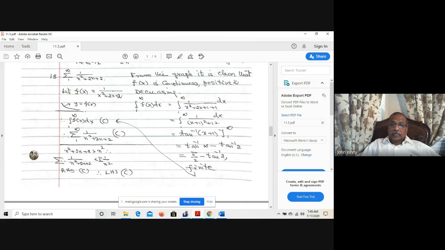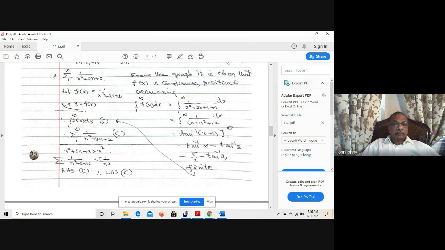So that is tan inverse infinity minus tan inverse 2. When you substitute this, tan inverse infinity is pi over 2. So pi over 2 minus tan inverse 2, that is finite. Therefore, the integral from 1 to infinity of f(x) dx is convergent. Therefore, the series sigma 1 over n squared plus 2n plus 2 is convergent.